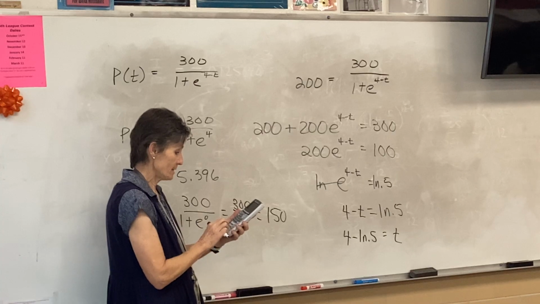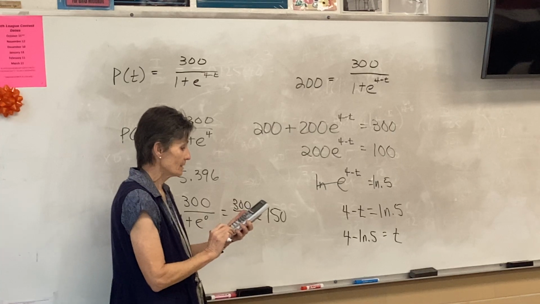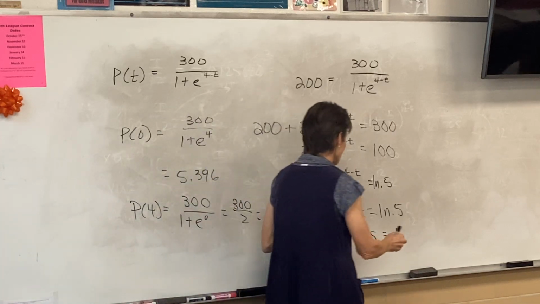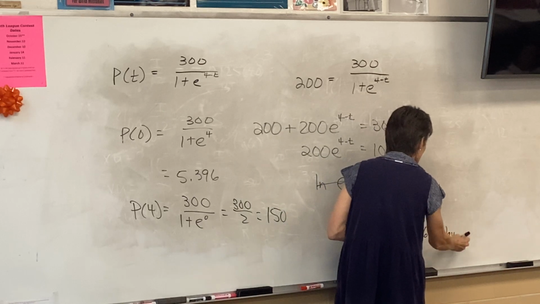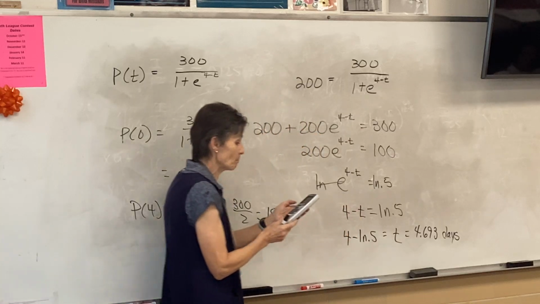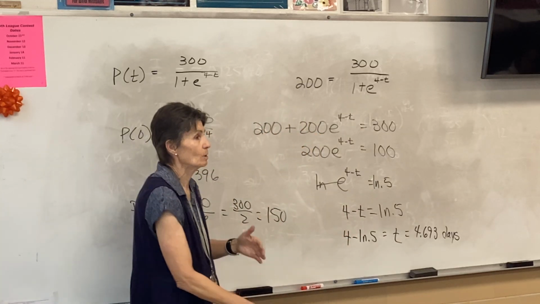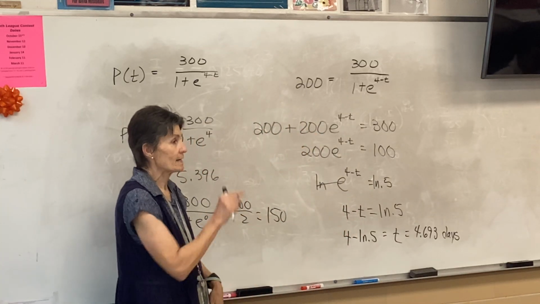So 4 minus ln 0.5. I got 4.693. And that is days. So it's perfectly okay to have decimal days. We don't want decimal people.